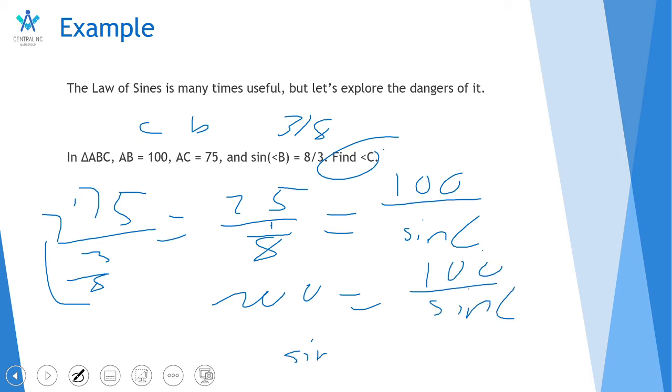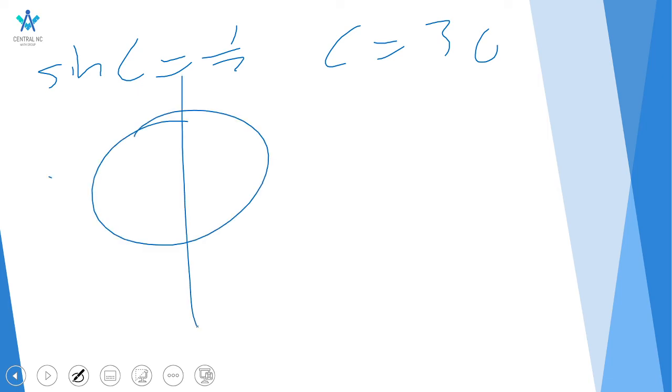So that means that sine C is equal to 1/2. If you're very quirky, you'll probably say yes, C equals 30. We're done, right? Guess what? No, it's not. The unit circle says that, yes, that is technically true. If we have 30 degrees here, this is 1/2, this is √3/2, this is 1. So yes, sine of 30 is 1/2.